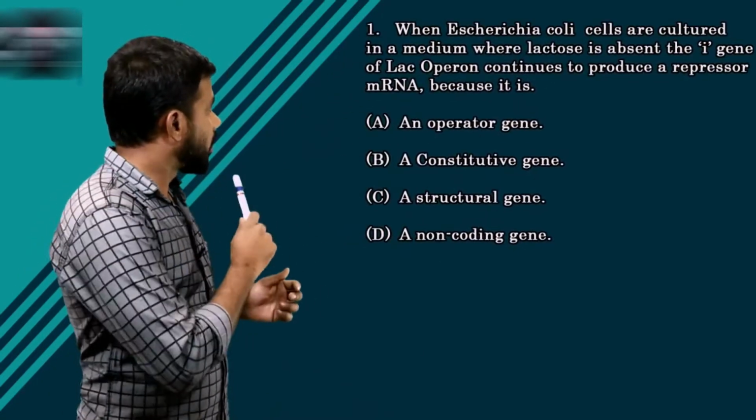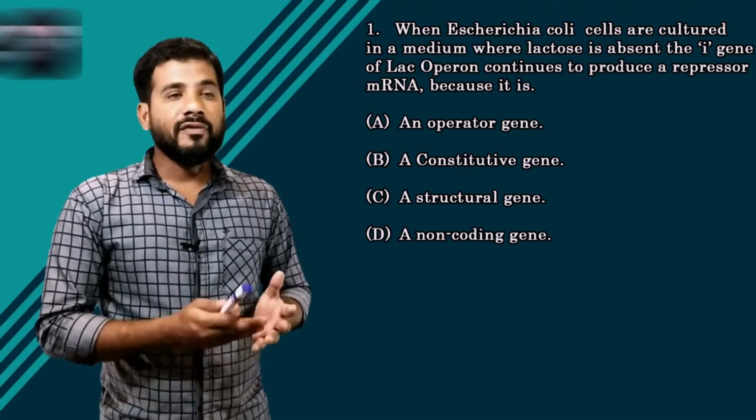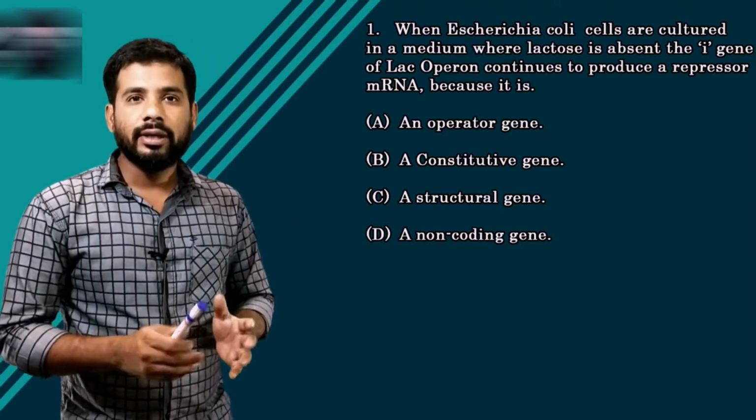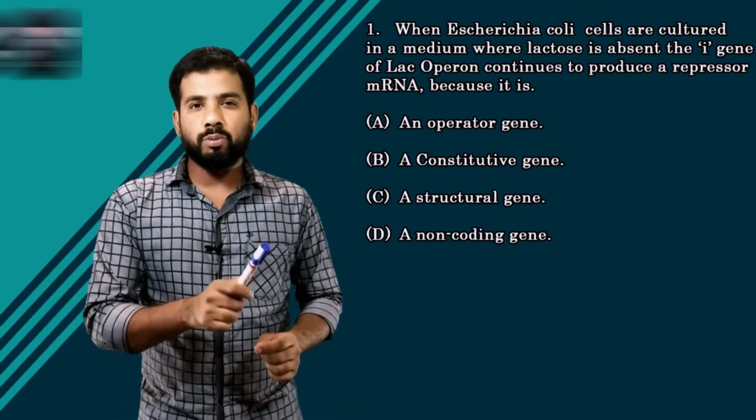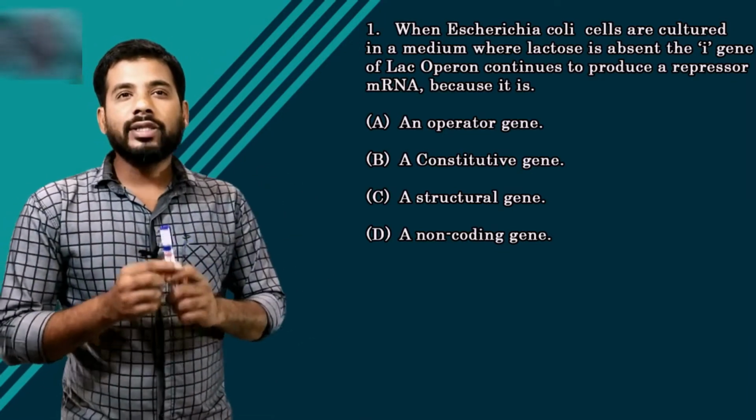If you take the first question, and one more thing, I am going to follow the B2 pattern of the KSET 2020 biology paper. If you take the first question: when Escherichia coli cells are cultured in a medium where lactose is absent, the I gene of lac operon continues to produce a repressor mRNA because it is.